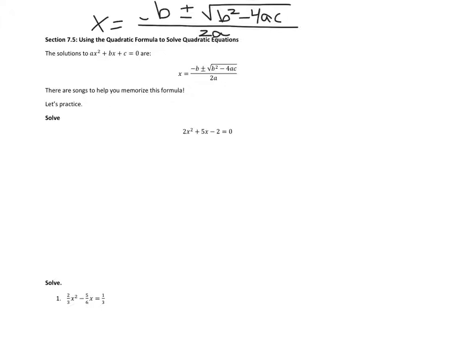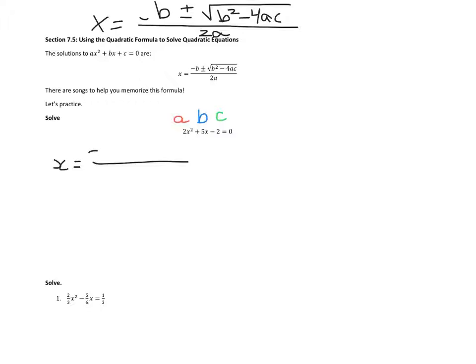All right, so let's solve using the quadratic formula. We have 2x squared plus 5x minus 2. So we have our a is 2, our b is positive 5, and our c is negative 2. So the quadratic formula says our solutions are x is equal to the opposite of b.